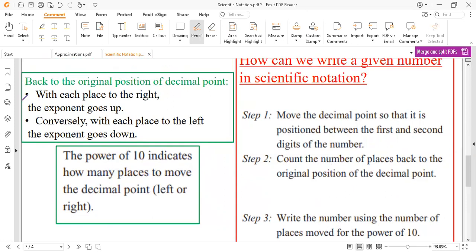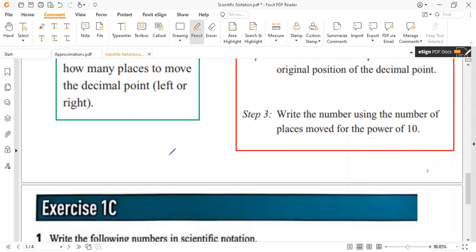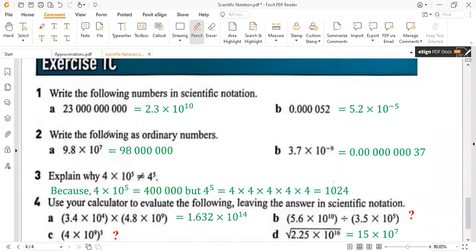We can keep in mind that going back to the original position of the decimal point, with each place moved to the right, the exponent goes up, so positively. Conversely, with each place to the left, the exponent goes down, negatively. So, for example, if we have a very big number and we want to write it in scientific notation, it is very meaningful here.